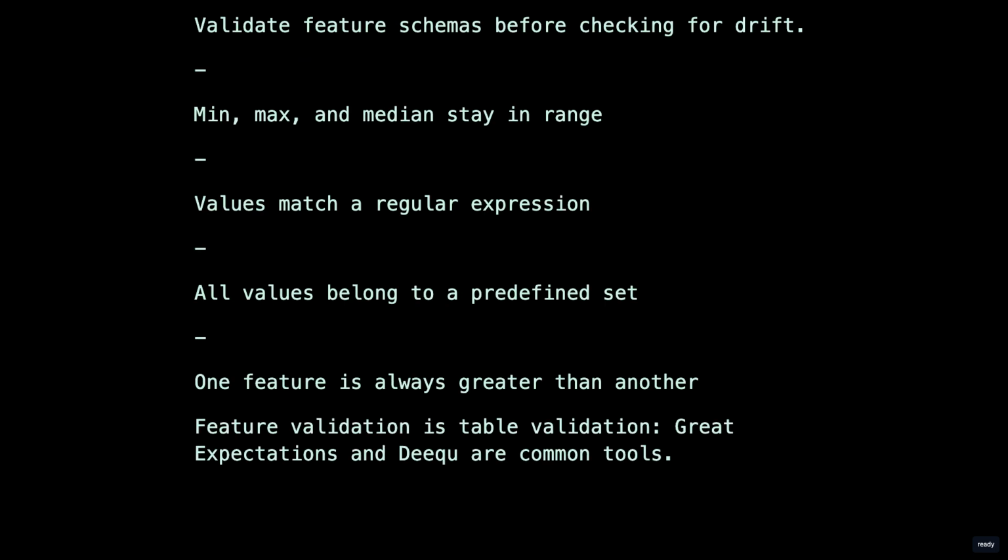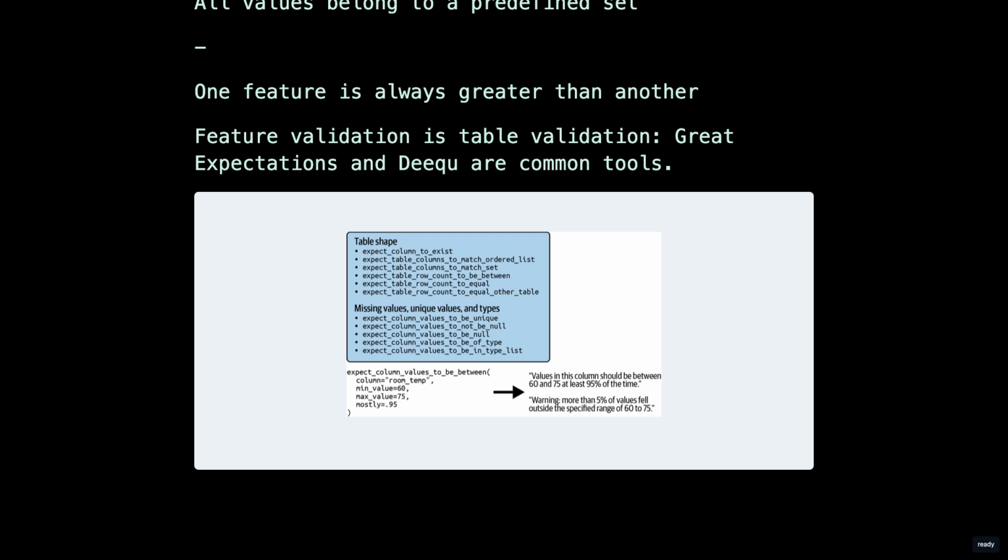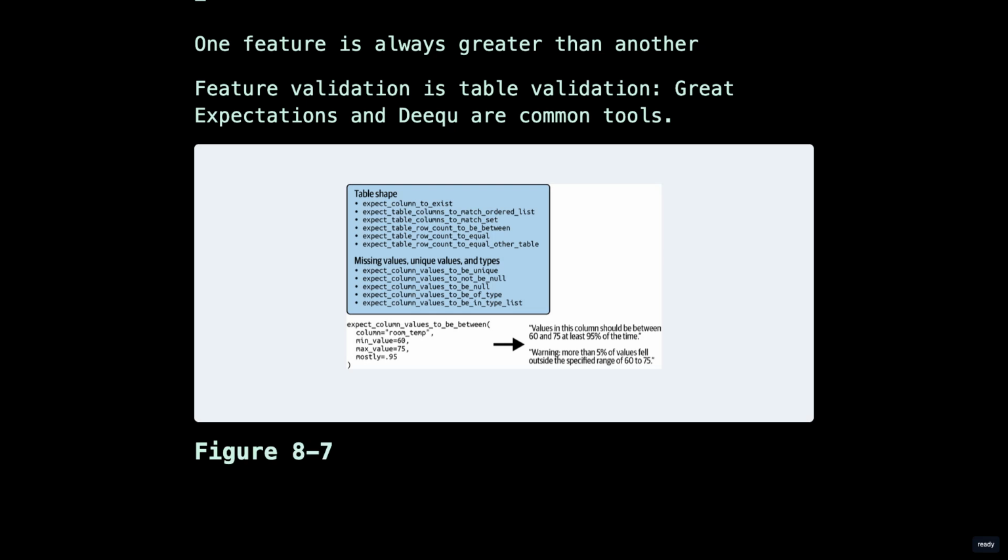Because features are usually stored in tables, these checks are often treated like unit tests for data. Tools such as Great Expectations and Deequ make it easier to express those checks and run them repeatedly. The figure highlights the kinds of tests that are easy to automate: ranges, type checks, set membership, and relationships between fields. Those are the building blocks of a practical validation suite. Those built-ins matter because they let you turn data expectations into executable checks. Once the checks are explicit, they can run the same way every time new data arrives.